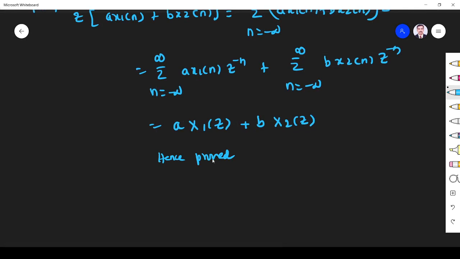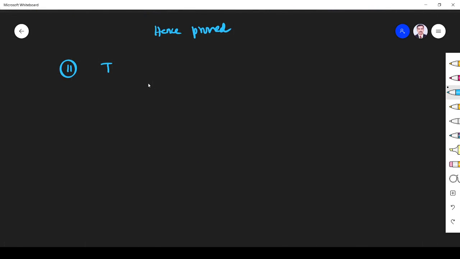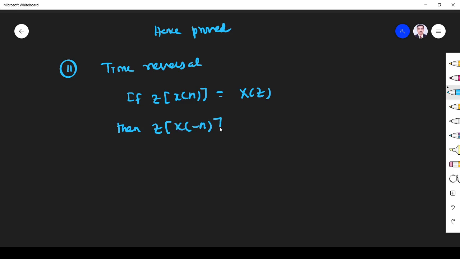Fine. Okay. And the second property is time reversal. What this property states is: if Z transform of x of n is equal to X of z, then Z transform of x of minus n is equal to X of z inverse, that is, X of 1 by z. What is it telling us? Time reversal.